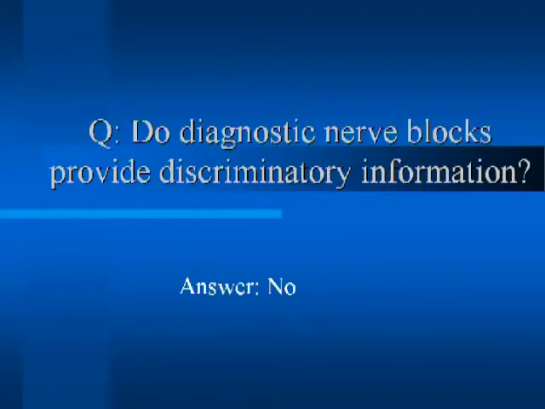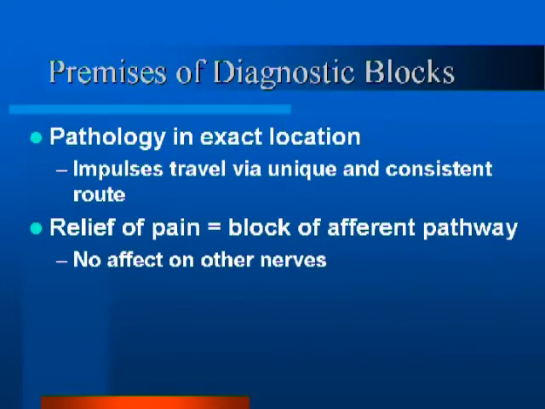Do diagnostic nerve blocks provide discriminatory information? Now, my answer may surprise you, but I think that the answer to this question is no. They do not. The premise under which diagnostic nerve blocks operate is the fact that the pathology is in some exact location and that the impulses travel via a unique and consistent pathway, and that relief of pain is due to some type of block of that pathway.